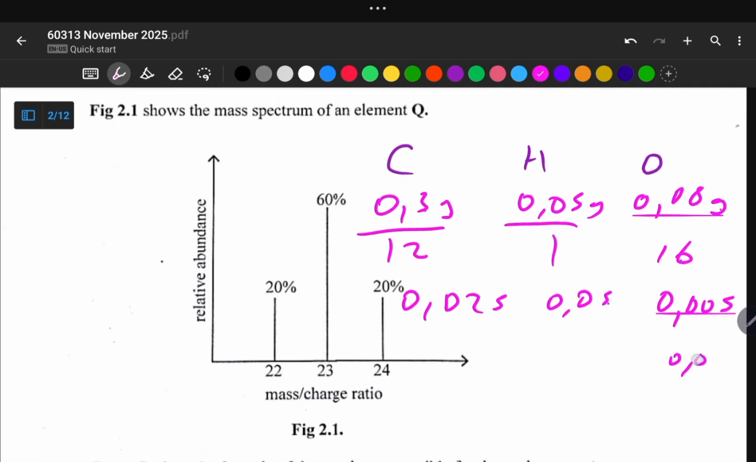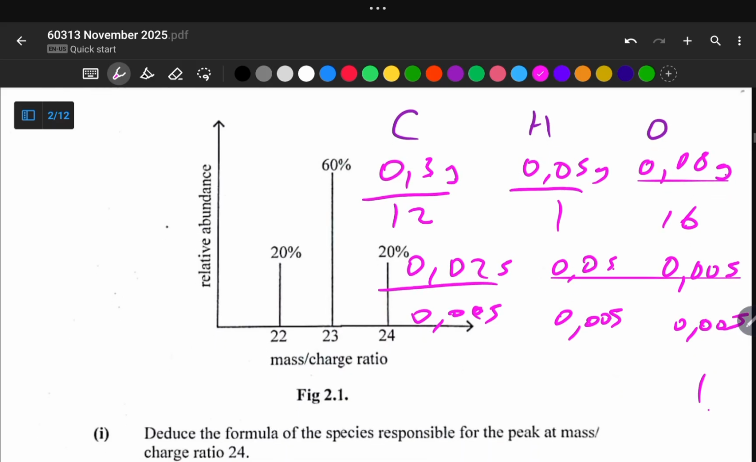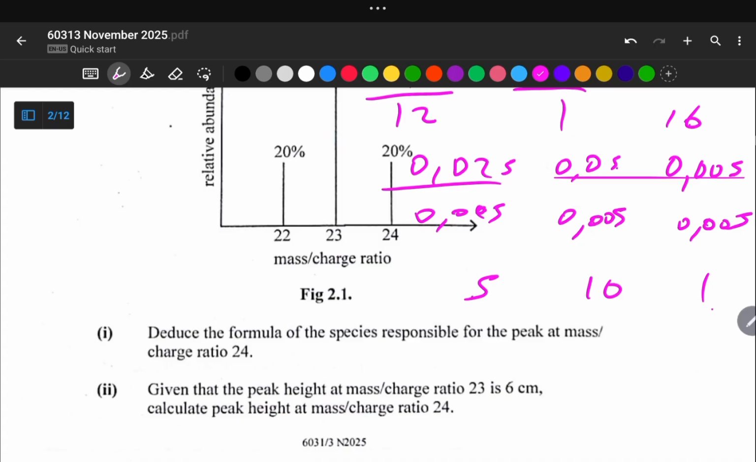So this one is our smallest, right? So this one is obviously going to be equal to 1, and then here we have 0.05 divided by 0.005, and then we are going to have 10 right here. And then we do the same for carbon. Carbon we are having 0.025 divided by 0.005, and then we are going to have 5, right? So the empirical formula is C5H10O. So this one is the empirical formula, right?